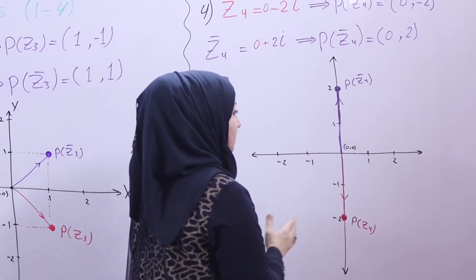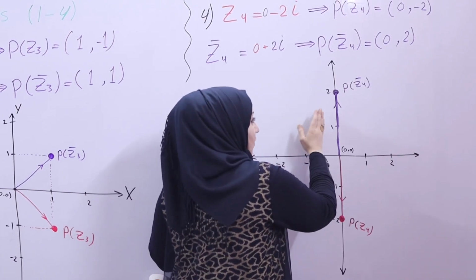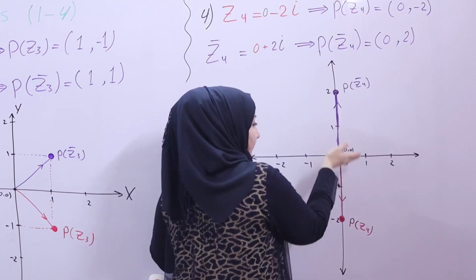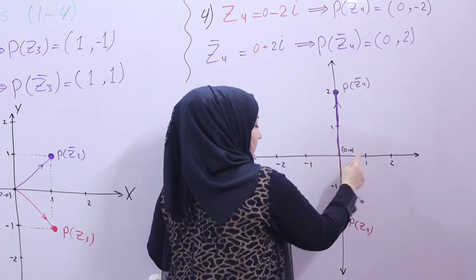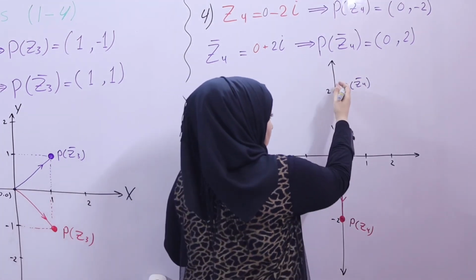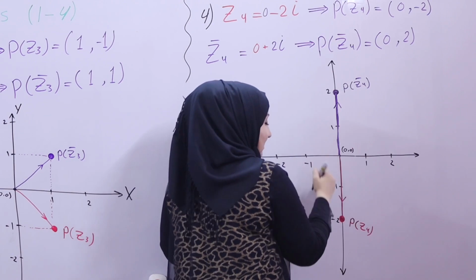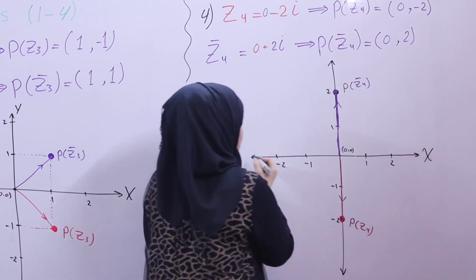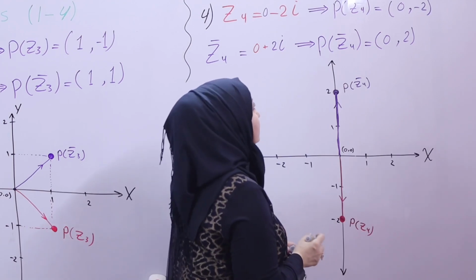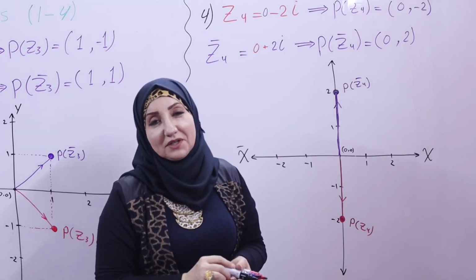We see that the representation of the conjugate of the complex number will be the reflection of it on the x-axis. We noticed that the Argand shape for the conjugate of the number will be the reflection on the x-axis. So this is the representation of section 4 of question 2.